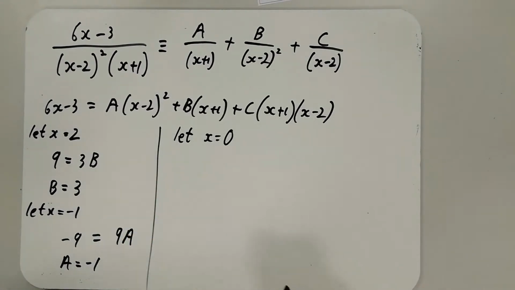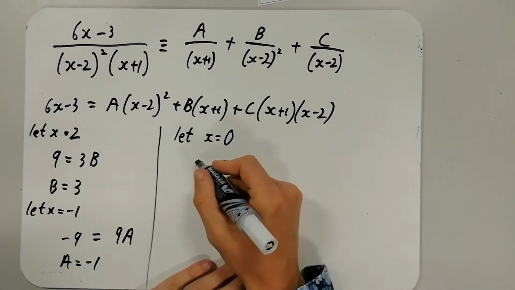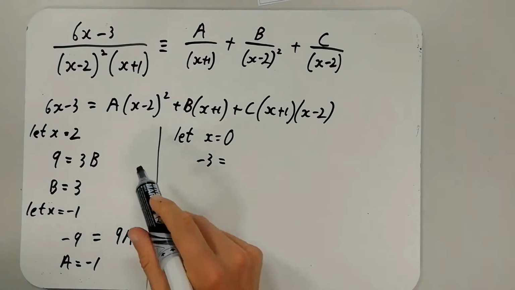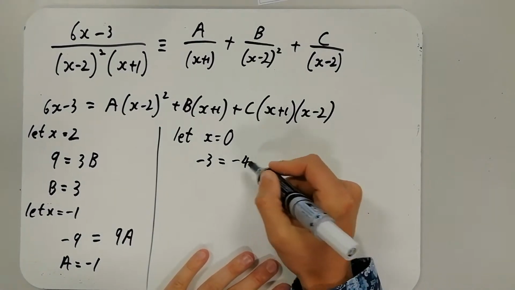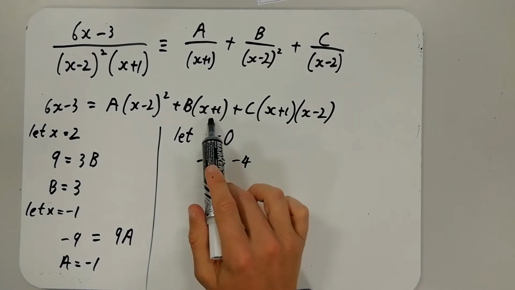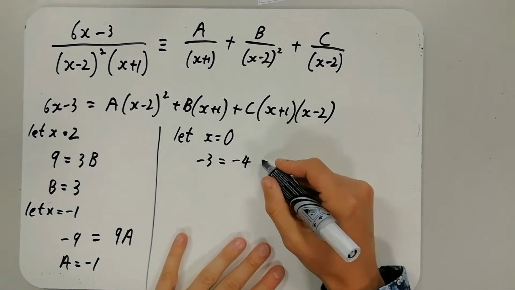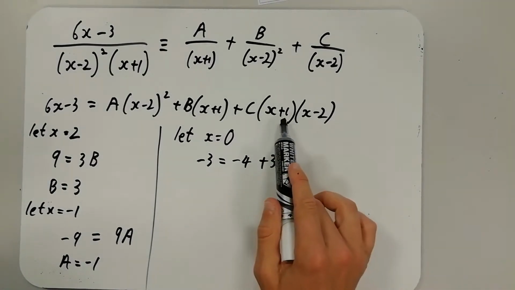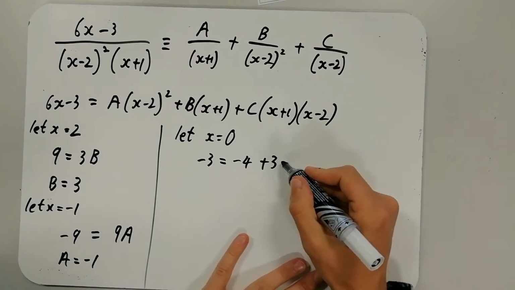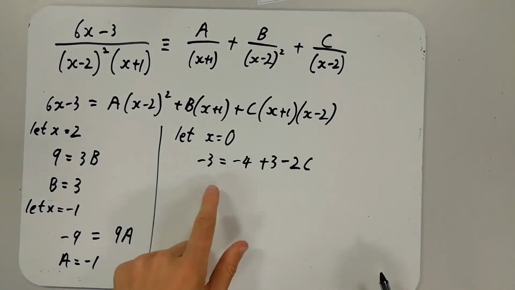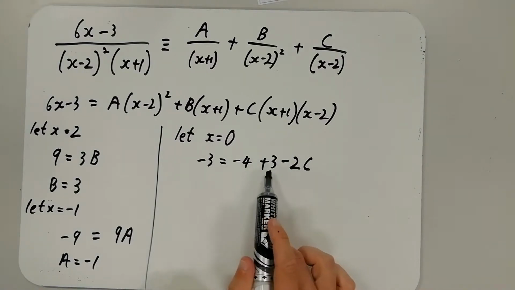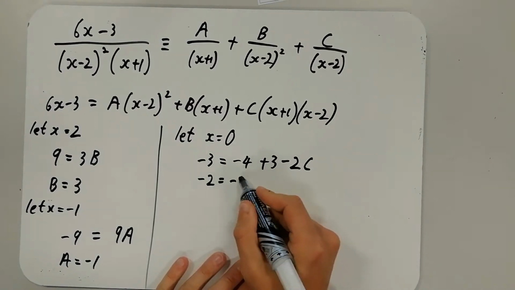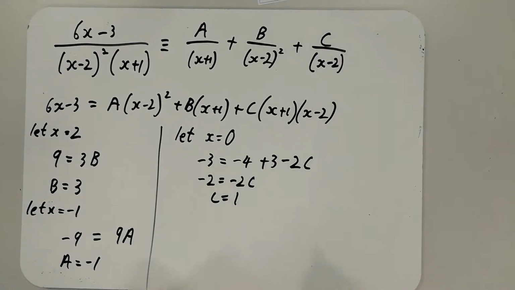If I let x equal 0, then I'm going to get minus 3 on the left-hand side. X is 0, so I'm just going to get 4 squared times a, but I know a is minus 1. Minus 4 from there. Here, I'm just going to get one lot of b, but I know that b is 3. So I can put that in, and then x is 0, I'm going to get 1 times minus 2 lots of c. And now I can just figure out what that c is. So minus 6, minus 2, c is equal to 1.